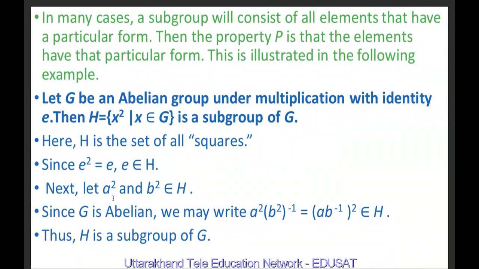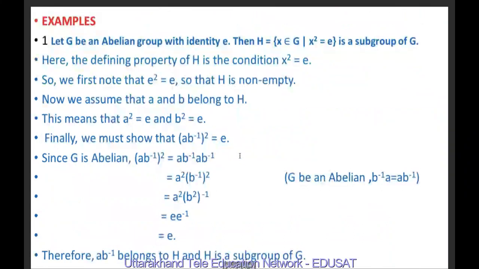The case is similar. So a squared equals E and b squared equals E. Since G is abelian, we may write a squared times b squared inverse equals (a b inverse) whole squared, belonging to H. Hence H is a subgroup of G. This I have written in short because in detail we have discussed it in the last example. Only here the defining condition is a bit different. In that case, the set was defined as x belonging to G such that x squared equals E.